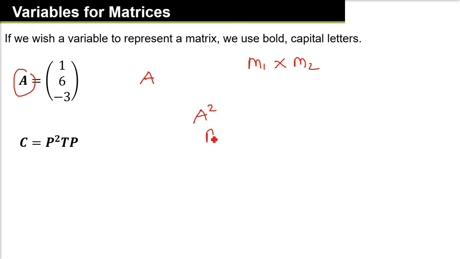If I have to square this matrix, I'll just write A square. If I divide this matrix by any other matrix or simply by itself, I will write A by A. So we represent the matrix by a capital letter and then do the computation. For example, this expression is showing we have a matrix P, we have to square it, multiply it by T and multiply it by P and then equate it to C. All these are matrices P, T, C.